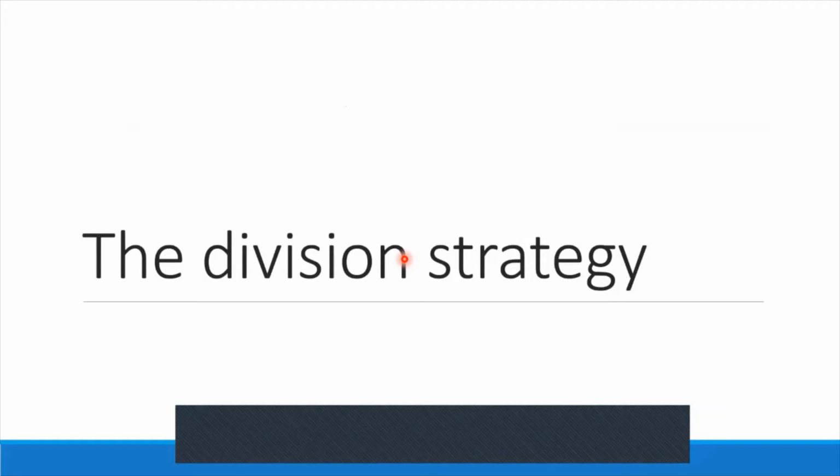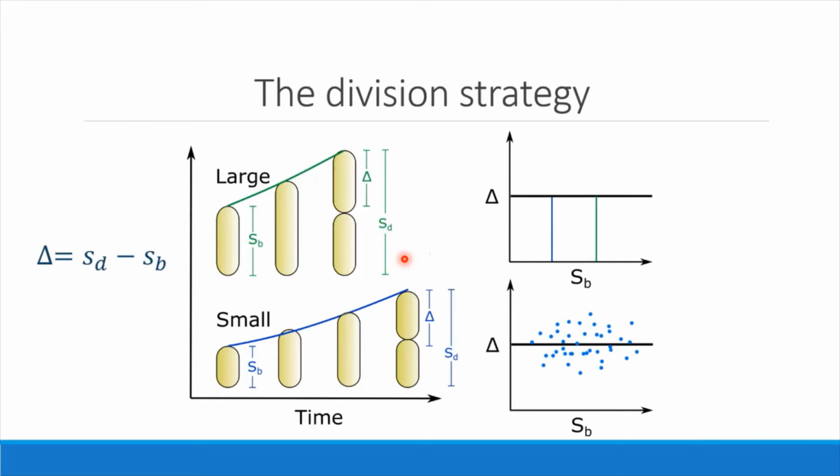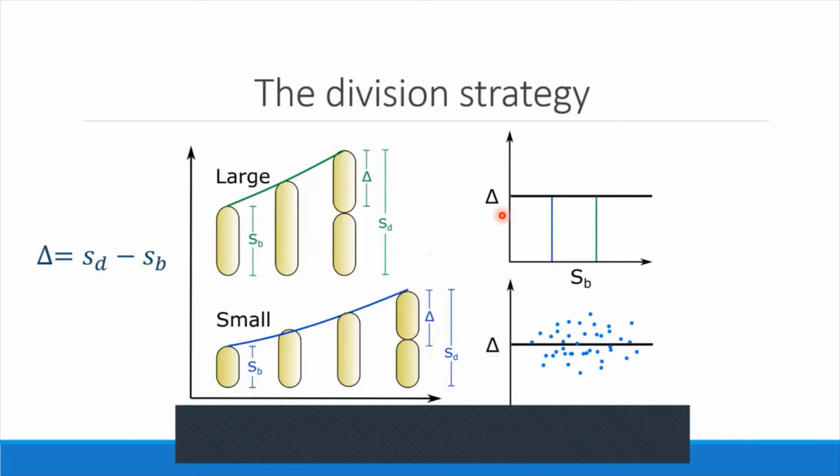Other properties that PyEcoLib can do and that you can find in experiments is division strategy. Division strategy tells you how bacteria decide to divide. The main paradigm that the scientific community has is that bacteria divide using the adder division strategy. This comes from when you compare the added size as a function of the size at birth. In the adder strategy, the added size doesn't depend on the size at birth.